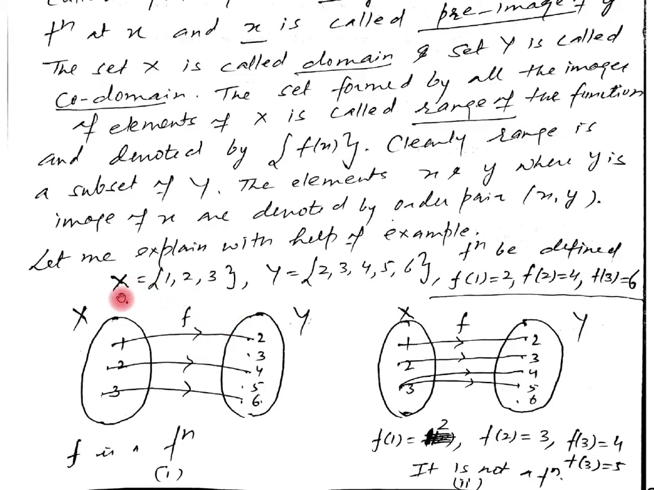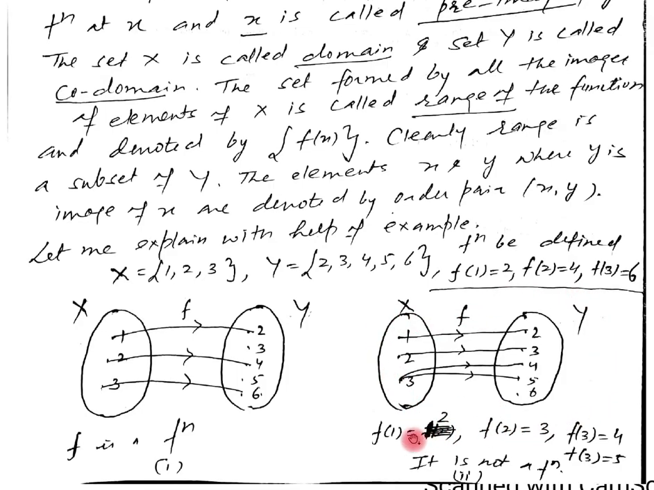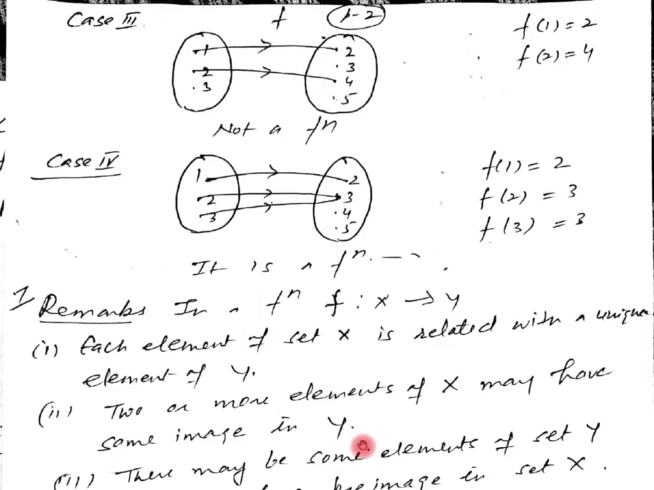This is the function because every element of x is related with the unique element of y. So this diagram shows it is a function, and in this diagram uniqueness is not there. That this element has more than one image. 3 is related with 4 and 3 is related with 5. Therefore this arrow diagram is not a function. Let us see another example also.